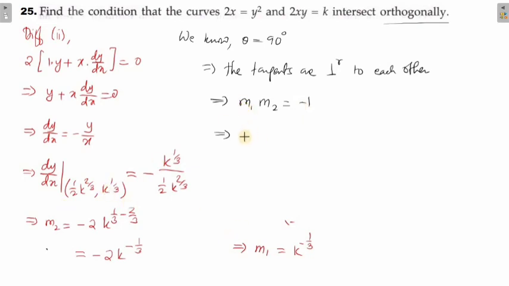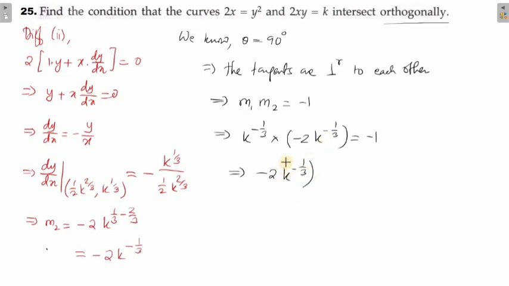So if the product of their slopes is minus 1, let's see how much we get. So m1 is k to the power minus 1 by 3 into m2. m2 is given to be minus 2 k to the power minus 1 by 3 is equals to minus 1. So let's simplify this. We have minus 2 k to the power minus 1 by 3 into k to the power minus 1 by 3, which is k to the power minus 1 by 3 whole square, is equals to minus 1. This and this gets cancelled, isn't it? So we have k to the power minus 2 by 3 is equals to 1, isn't it?